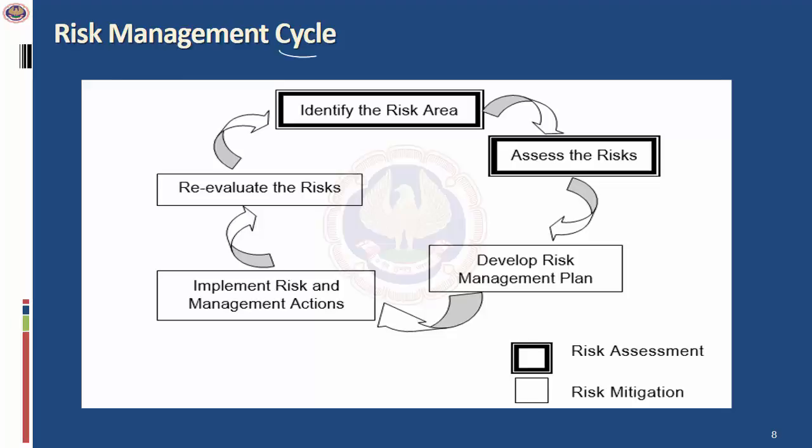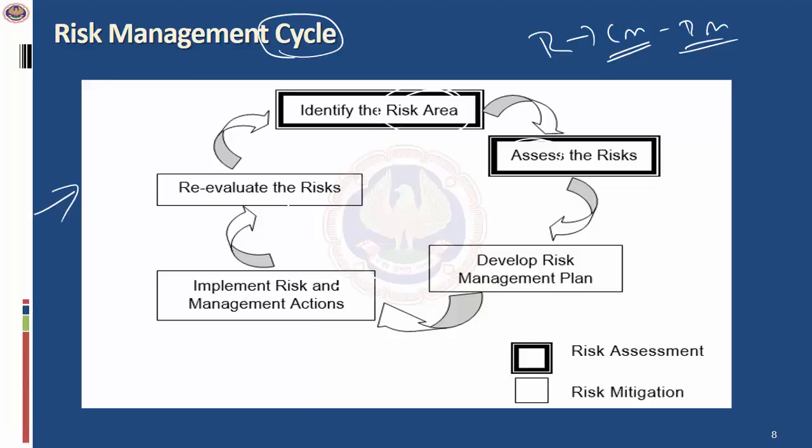Now let's understand what the risk management cycle is. So we know to counter the risk, we need to have a management system of implementing countermeasures, and this is done through risk management. And let's understand the risk management cycle. So first of all, you need to identify what the areas of risk are. Assess this particular risk, and based on that, you develop the risk mitigation plan or the risk management plan. You implement the risk management plan, and then you re-evaluate the risk and check whether the risk still exists.